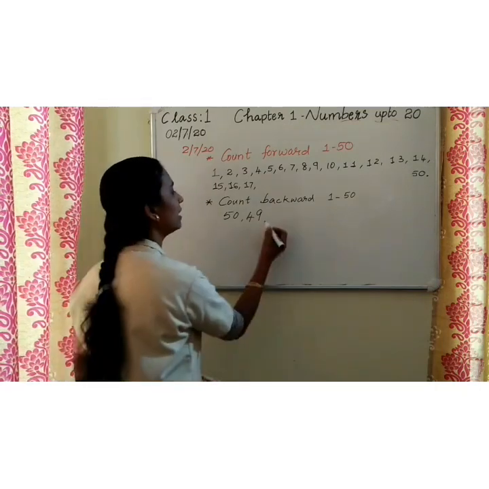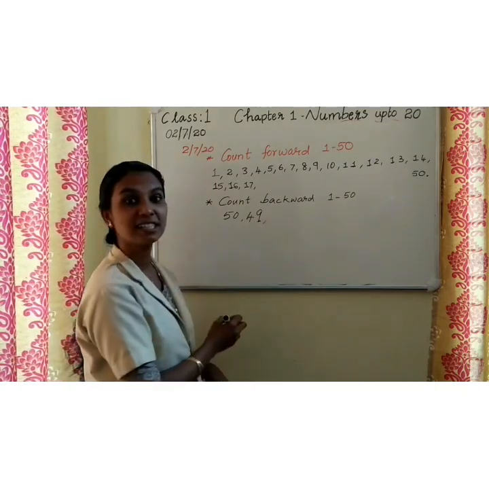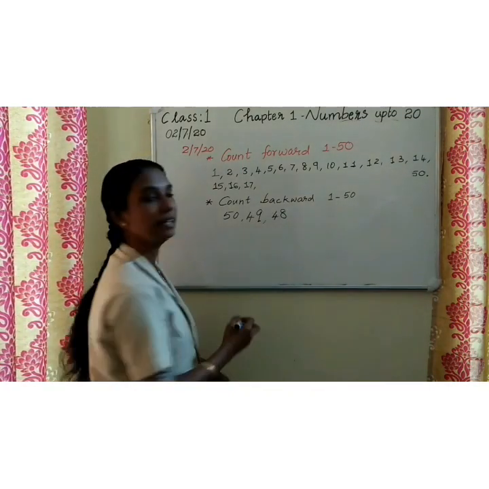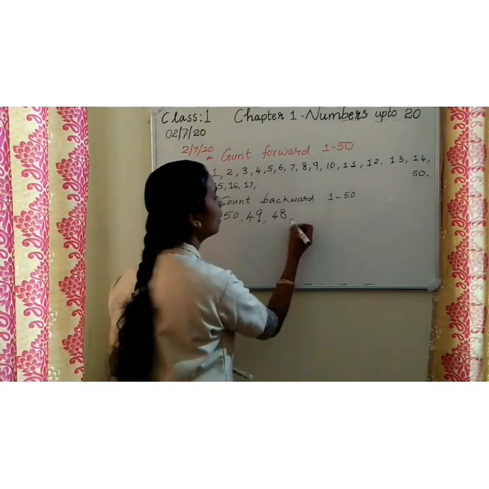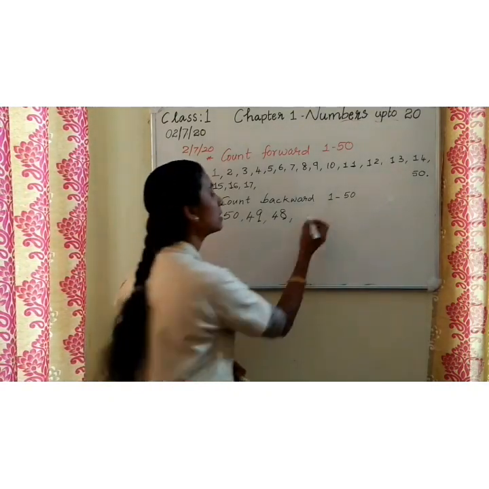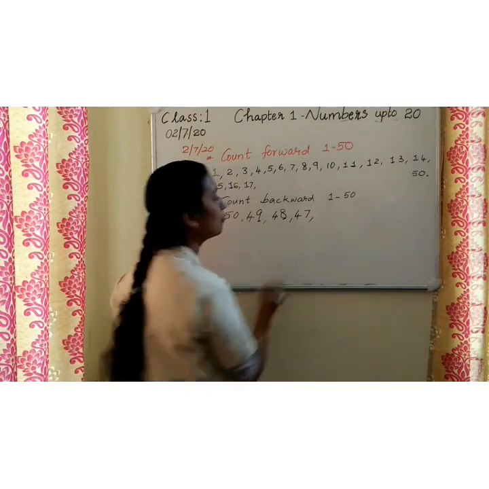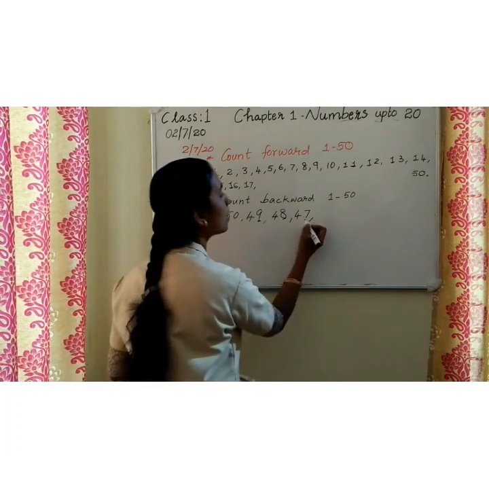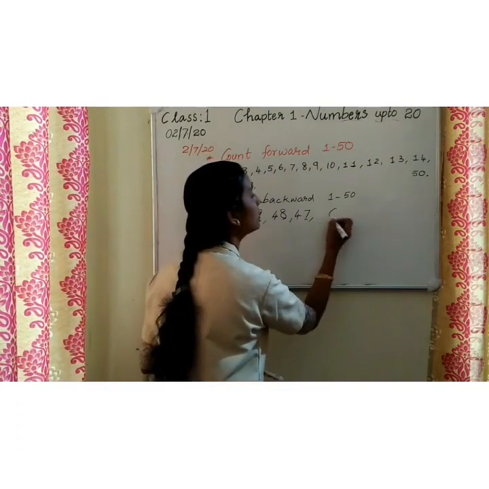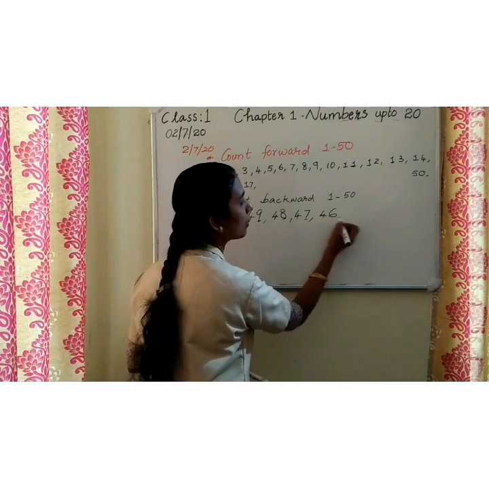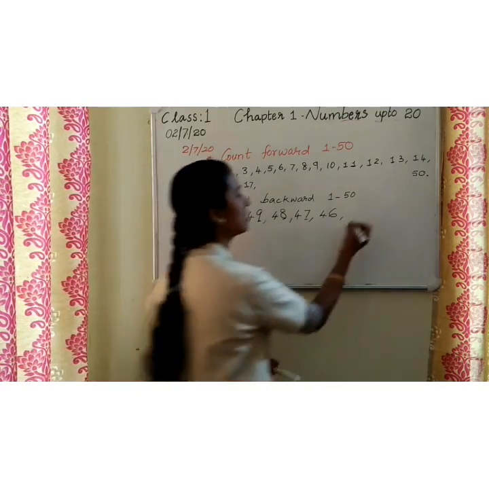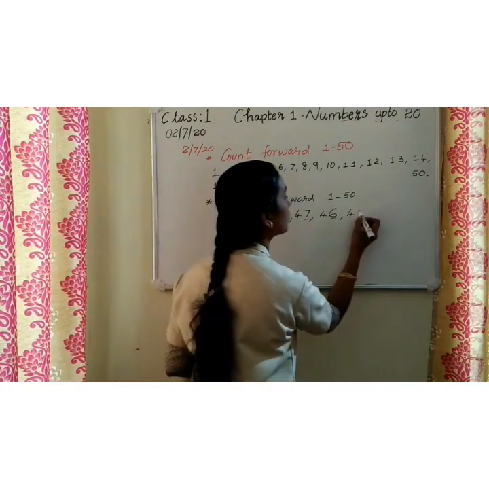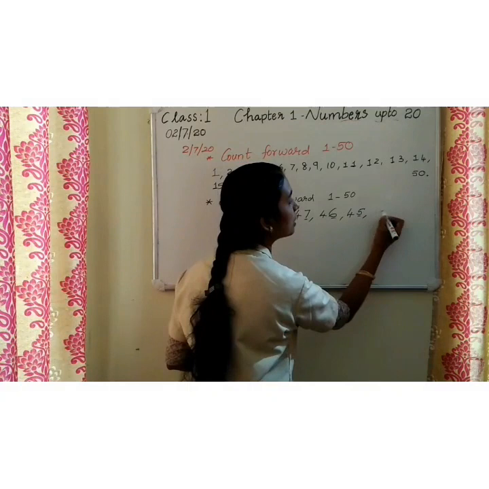Get it? Then what comes before 9? It is 8. So you can write before 49 is 48. Okay. What comes before 8? It is 7. So the number before 48 is 47. Okay. What comes before 7? It is 6. So the number before 47 is 46. Clear? Then next, the number before 46. What comes before 6? It is 5. What comes before 5? It is 4.